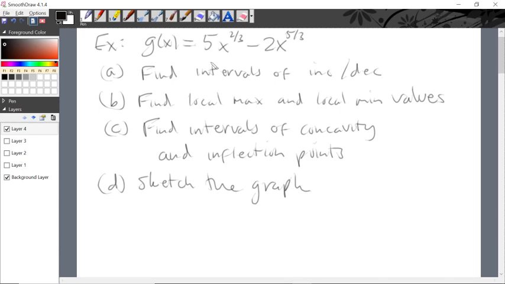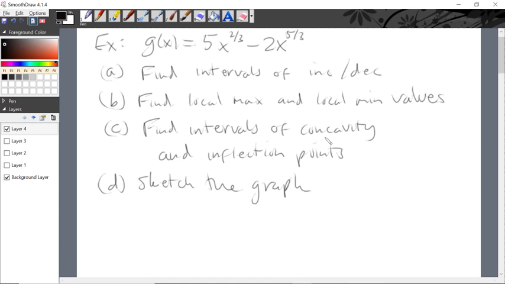Given the function g of x equals 5x^(2/3) minus 2x^(5/3), A, find the intervals of increase and decrease. That would require the first derivative. We're going to be testing the first derivative around the critical values. B, find the local max and local min values. That can be done by either the first derivative test or the second derivative test. Since we're already finding intervals of increase and decrease, that is, we're going to be testing within the subintervals anyway with the first derivative, I would suggest we might want to just use the first derivative test after following up to part A.